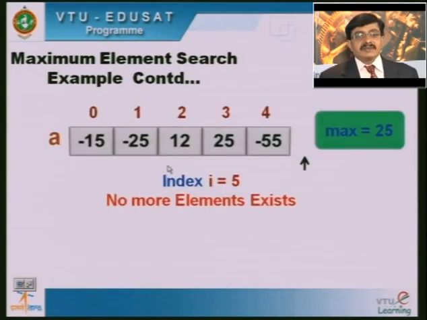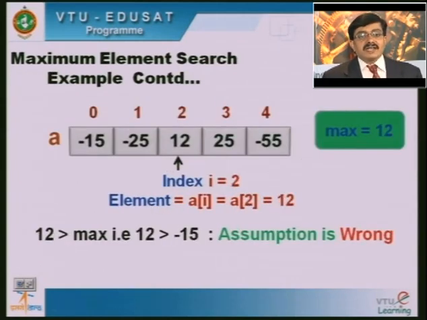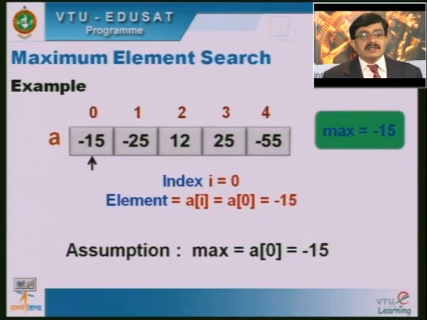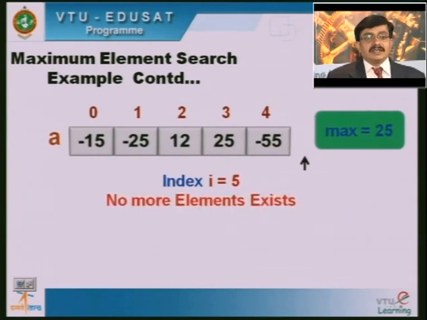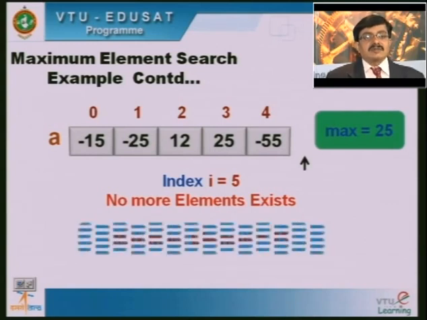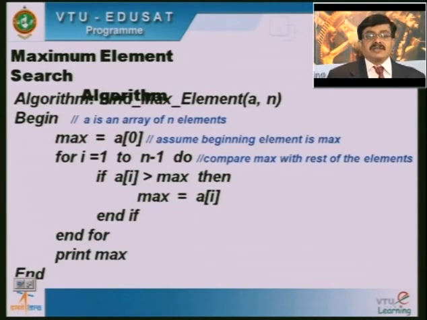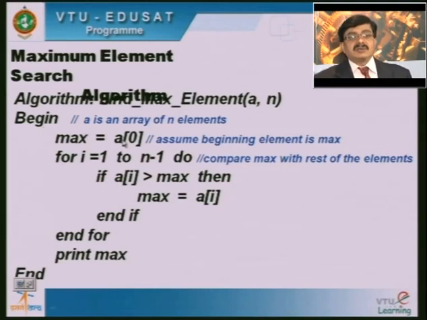If you look back to the previous slides, we can see that we initially assumed the max value as A of 0, that is minus 15, and then we compared the max value with the rest of the elements. As and when the assumptions went wrong, we updated the max value. So, the same logic we have to write in the algorithm, and then that algorithm has to be converted into programming statements. So, here I assume that max is equal to A of 0.